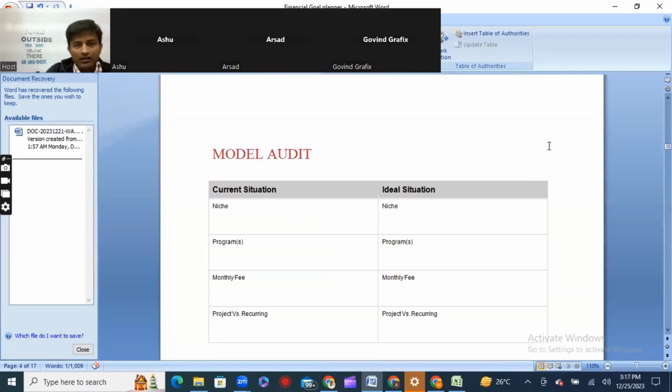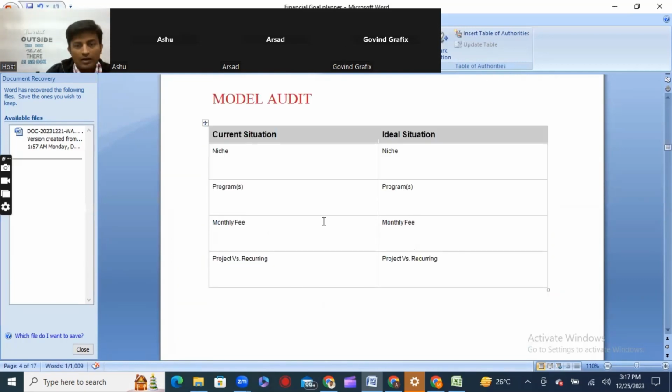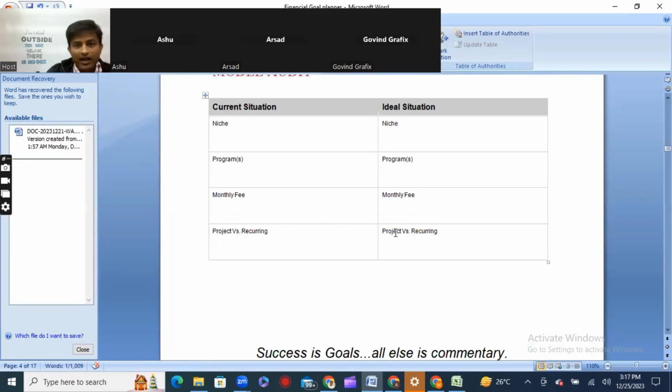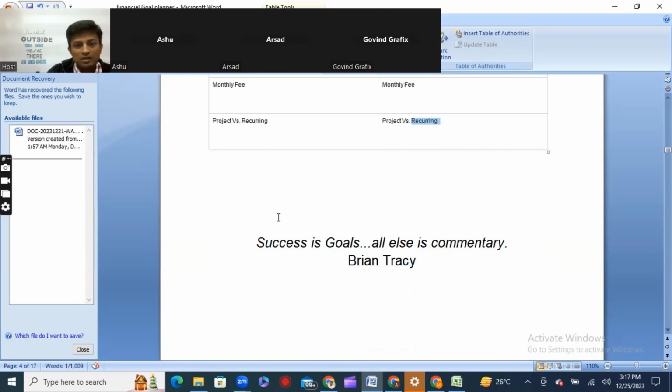So here you should know, audit your current situation and ideal situation. What is your niche and what is your ideal niche you want? Program, your monthly fee, and your monthly ideal situation. Project versus recurring. So we will focus on a recurring one, not on project. Project gives us one time money, but recurring will give you more money.